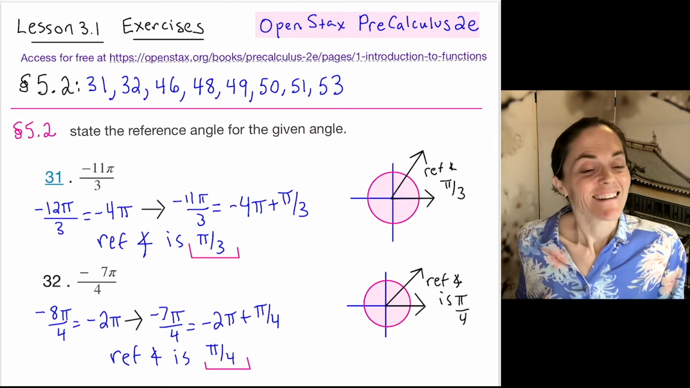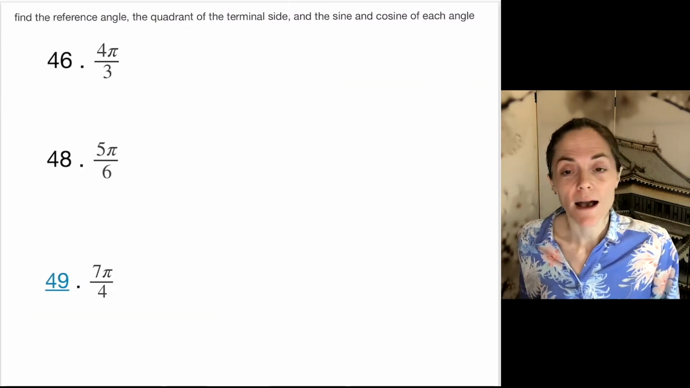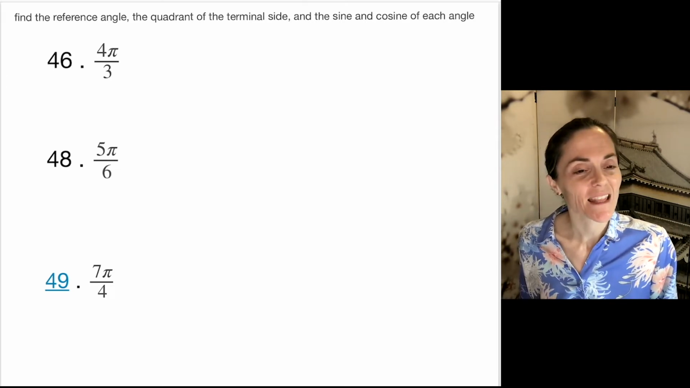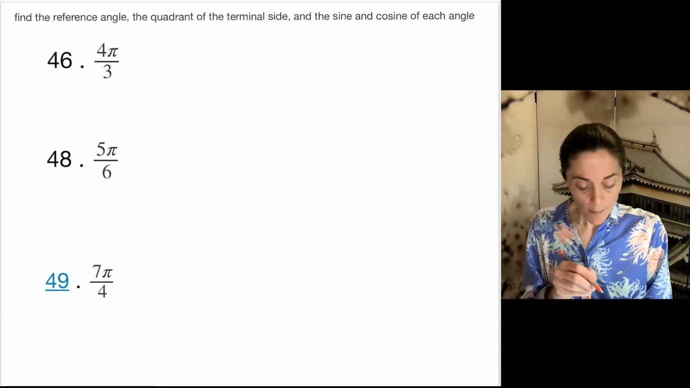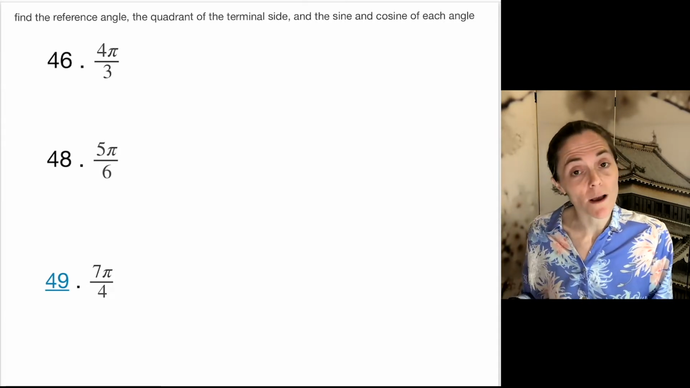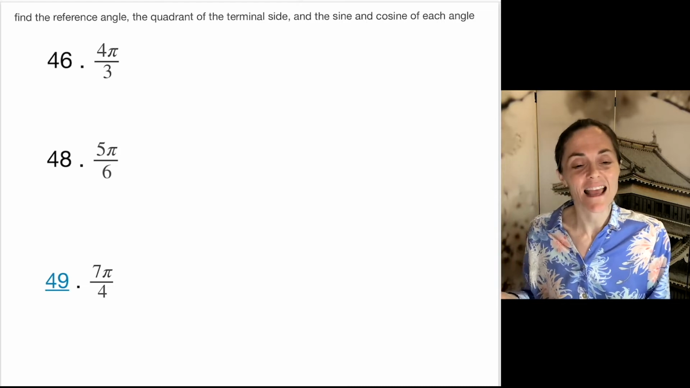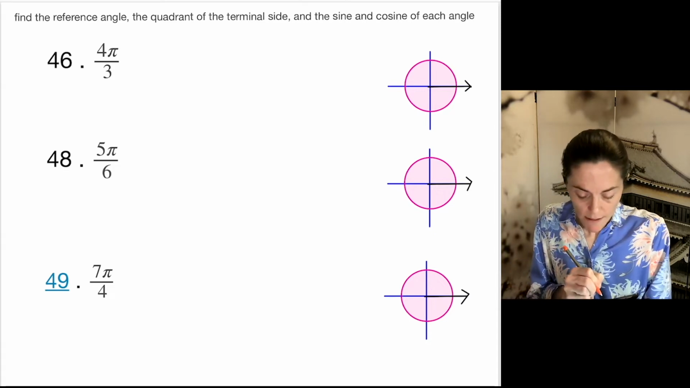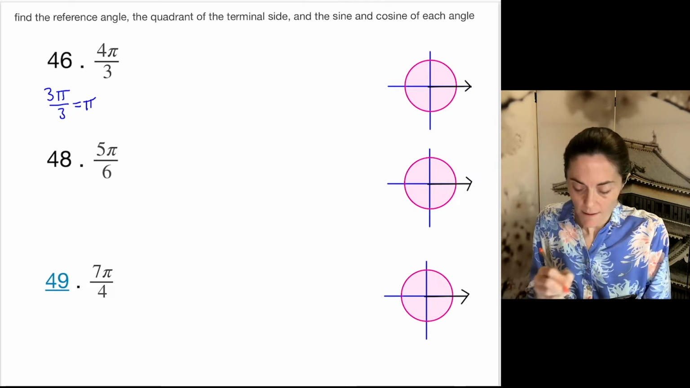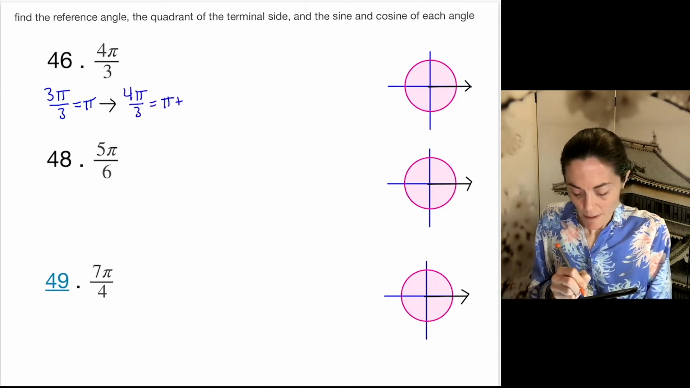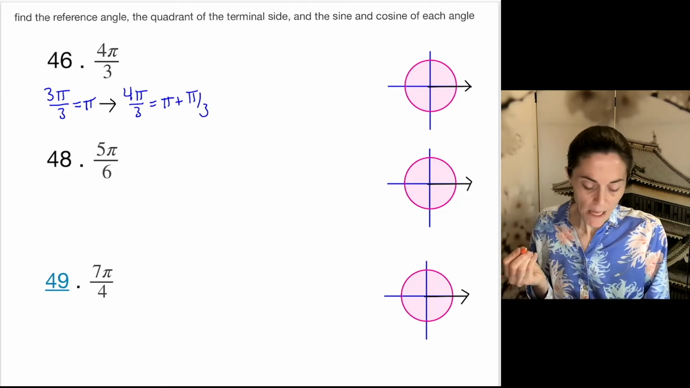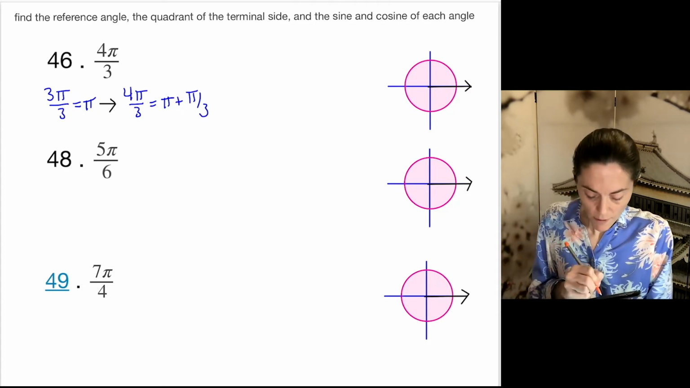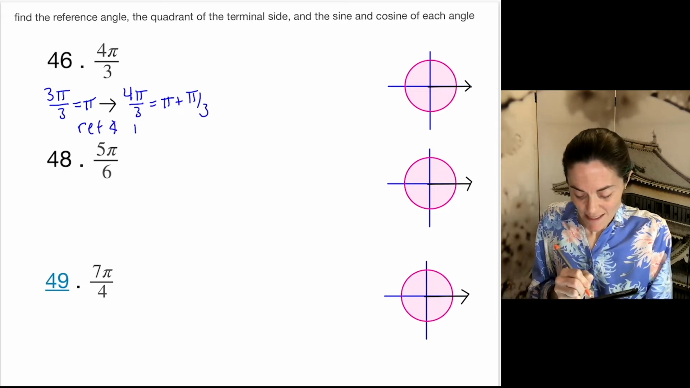Okay. Well, let's move on to where we need to calculate sine and cosine. We have 3 different ones we will work through here. But just like in the last few examples, I want to draw unit circles to really think about where this angle has its terminal side. Well, 46, you note that 3 pi over 3 is pi. And so this gives us that 4 pi over 3 is pi plus pi over 3. Okay, so this tells us our reference angle. Maybe I'll write this below. The reference angle is pi over 3.